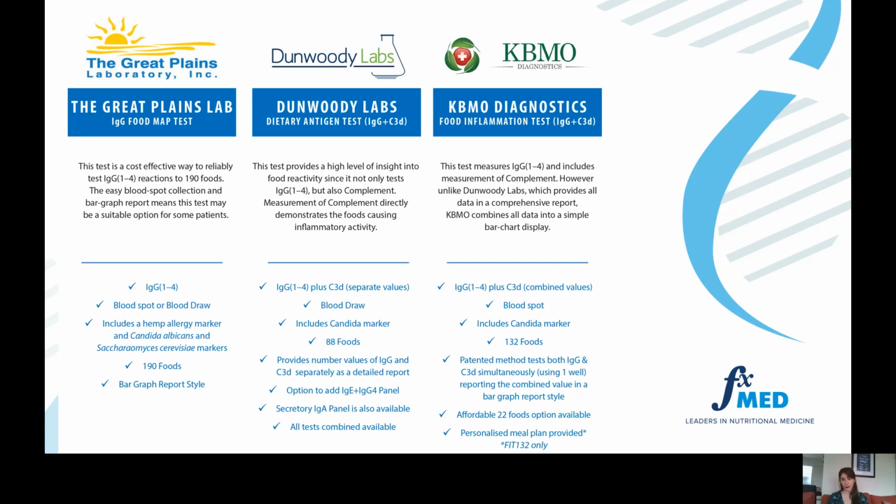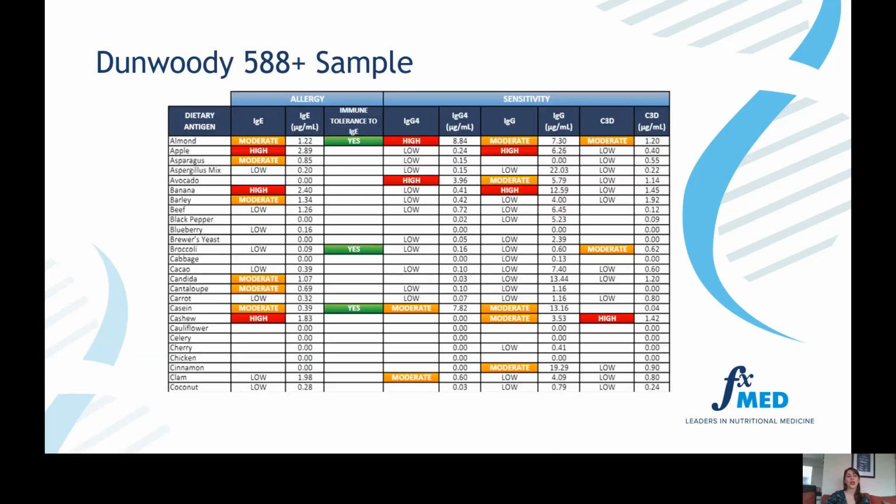And then KBMO tests IgG1 to 4 plus complement, so looking again at that extra inflammation complement can cause, and that tests for 132 foods. This is a really cool technology. They use a patented method to assess this, and they also provide a personalized meal plan with the Fit 132 option. So you get told what that person can eat, which is extremely helpful because sometimes when we look at food testing, people really stress out about what they can't eat, and this can show you that there are plenty of options still.